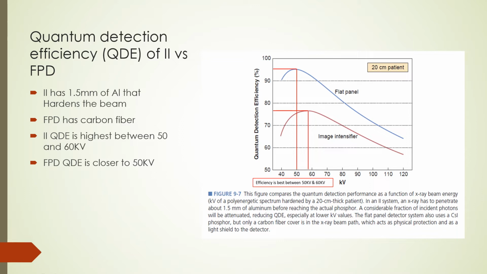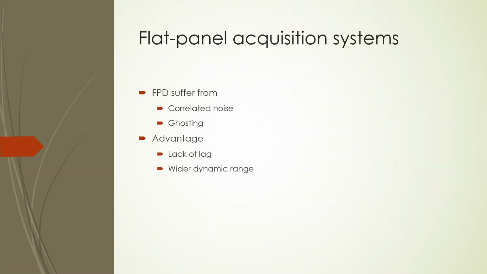The image intensifier beam is harder because the image intensifier has 1.5 mm of aluminum between the X-ray source and the input window. Unlike image intensifier systems, flat panel detectors suffer from correlated noise and ghosting. Ghosting is the presence of a faint image of a previously acquired image. Correlated noise is due to the small del cell size of detector elements. Correlated noise is corrected by binning multiple del cells at a time to reduce noise. This, however, leads to lower spatial resolution. Ghosting may fade over time or can be removed by recalibrating the detector. Flat panel detector systems have a wide dynamic range and less lag than image intensifier systems.